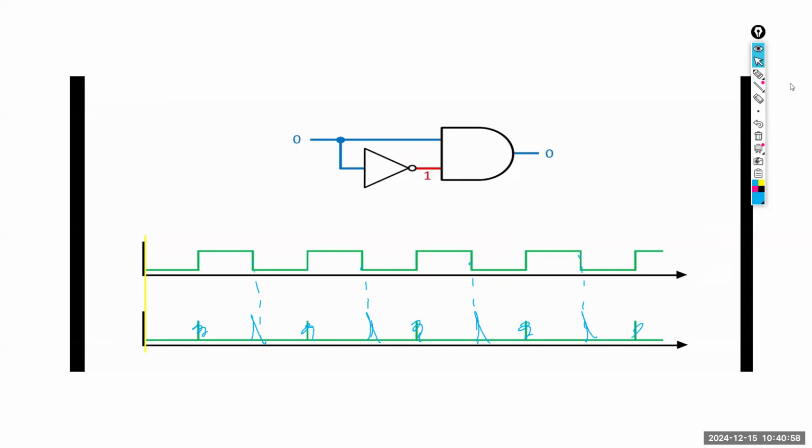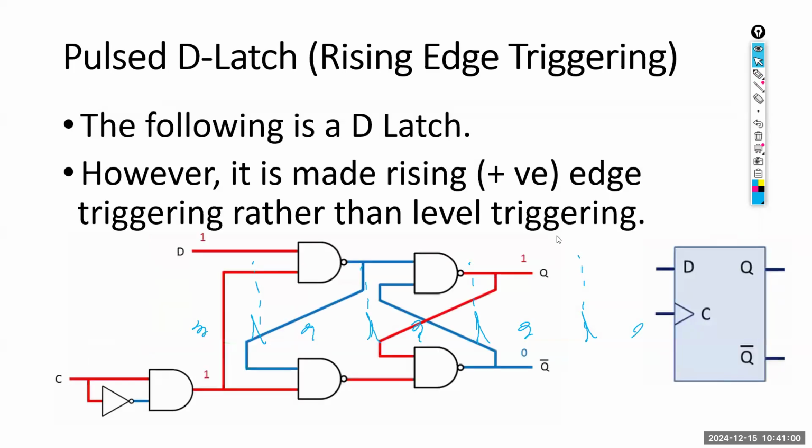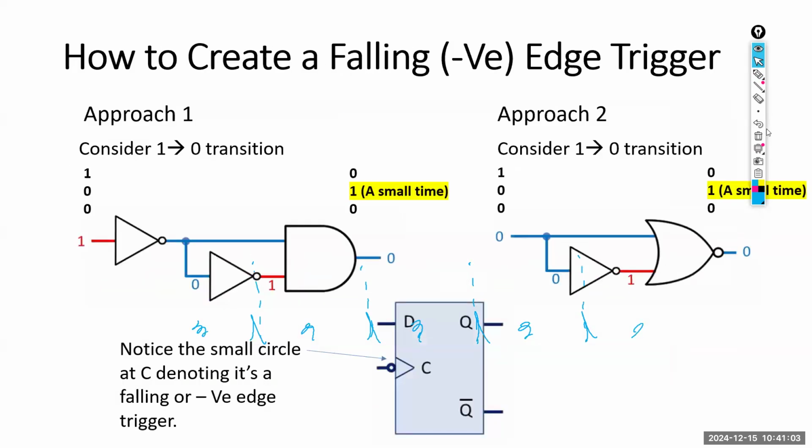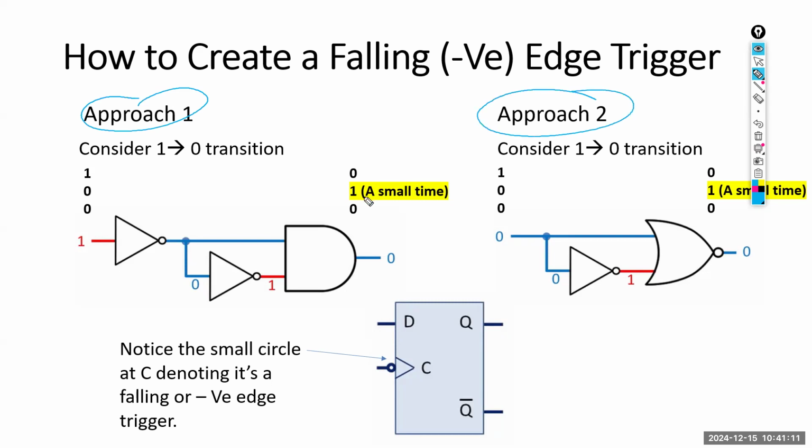But if you produce this kind of circuit, these are two approaches actually, two separate approaches. Both approaches will generate pulses in the falling edge.